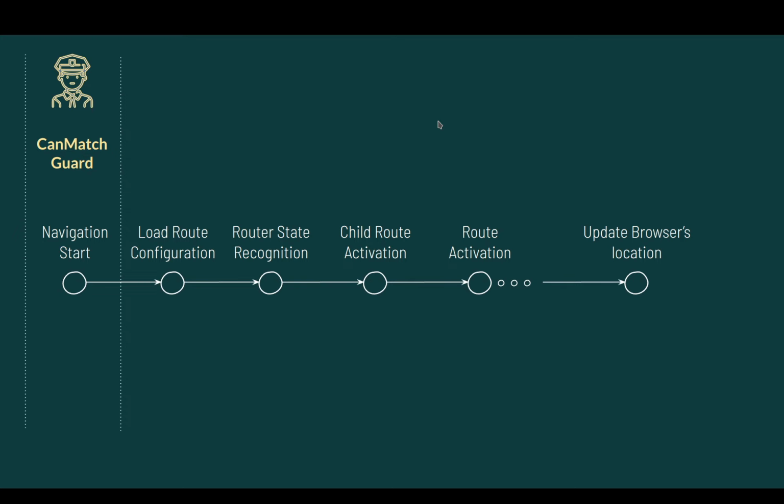And then we have CanMatch, which is a new guard in Angular 14, and this is great because it runs really early in the flow. With CanMatch, we can prevent loading a lazy module, or we can even have two paths with the same name, and based on a condition, we can load one or the other.